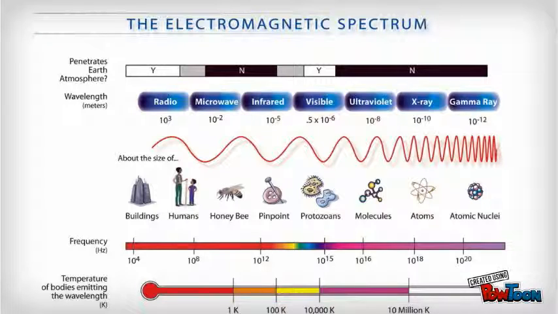And the gamma rays at the other end of the spectrum have a very small wavelength, about the size of an atomic nuclei. You can see that as the wavelength decreases, then the frequency of the wave increases.